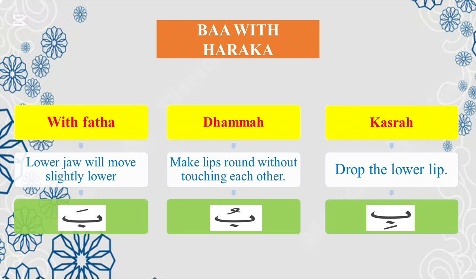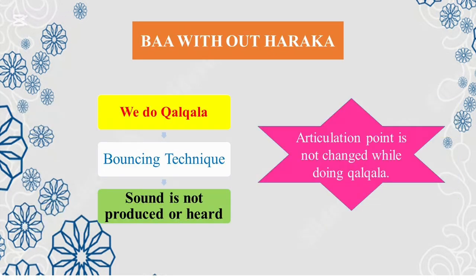If these haraka or vowel techniques are not applied, the sound will be like be, rabbihim, and that is the sound between the fatha and the kasra. When the letter ba comes without any haraka or vowel, we do kalkala on it. Kalkala is a bouncing technique. If we don't do the kalkala, the sound gets blocked and the letter is not pronounced or heard. The only way it's audible is when we bounce on it.